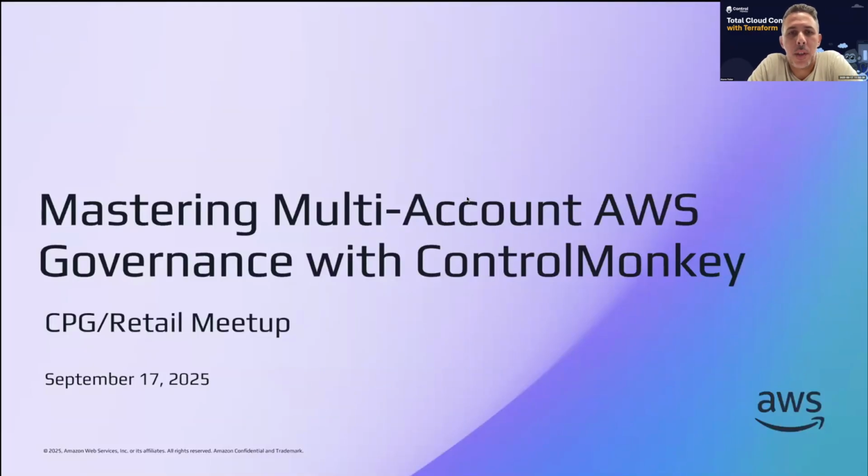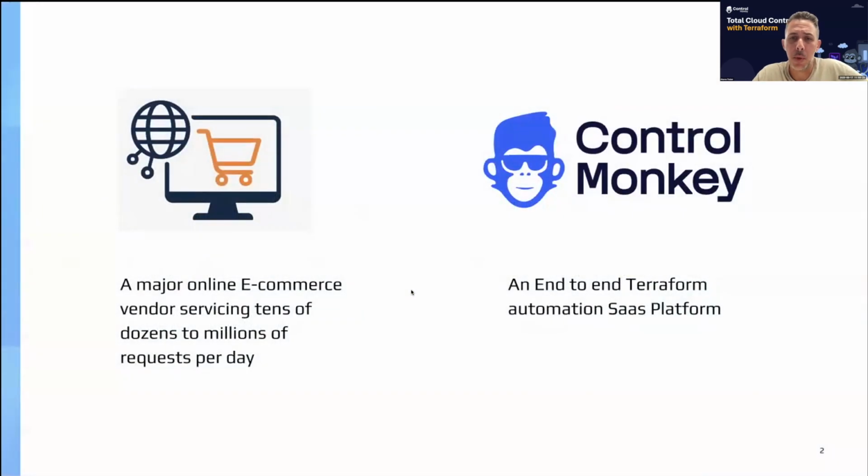Today I'm going to present a case study we at ControlMonkey have with an AWS customer about how to manage and govern a multi-account AWS environment. A little bit about ControlMonkey: it's a Terraform automation platform. The customer that we're talking about today, whose name we can't actually reveal, is a major online e-commerce vendor. I'm sure that you're all aware of them. They basically transact dozens of millions of requests per day.